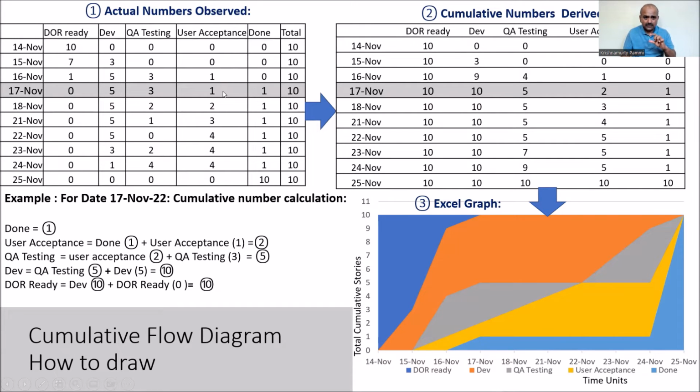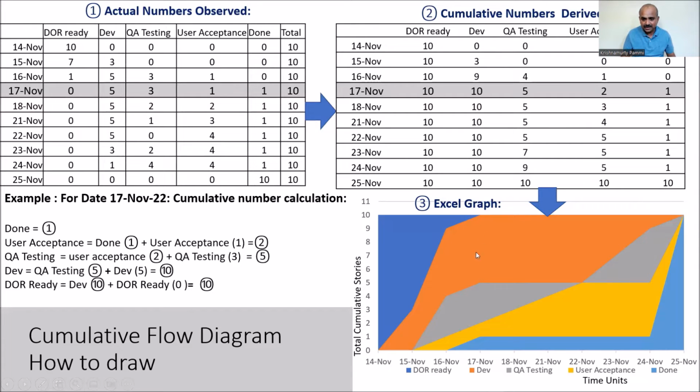Now on top of the cumulative number of done and user acceptance testing, that is 1 plus 1, 2, we have to erect QA testing of 3. So 2 plus 3, 5. And then on top of that, development 5, 10. On top of that, 0 of definition of ready. Let us see here on 17th November. Now, this light blue is the one number, and then on top of that, another one. On top of the 3, the gray number is QA testing, 3. And then on top of that 5. So see 17th November, 5 here.